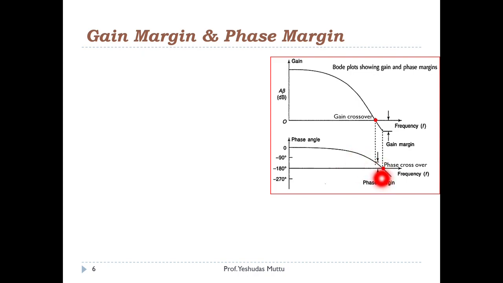So this point is your phase crossover frequency. What am I supposed to do with this particular frequency? I am supposed to project this frequency onto the gain curve. Okay. Now, it is coinciding with this gain curve, right? So I got one particular point over here.